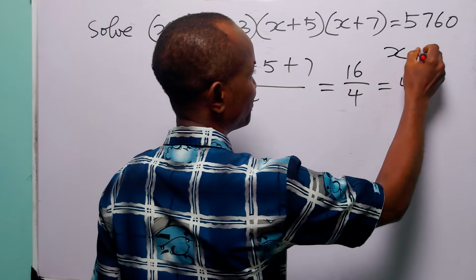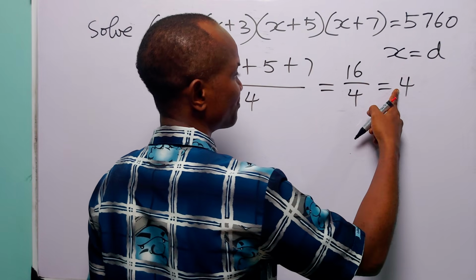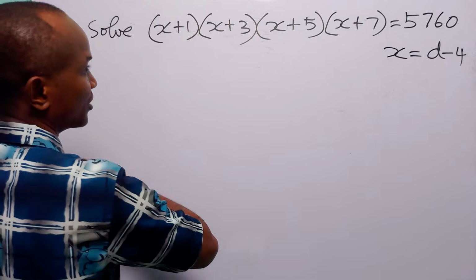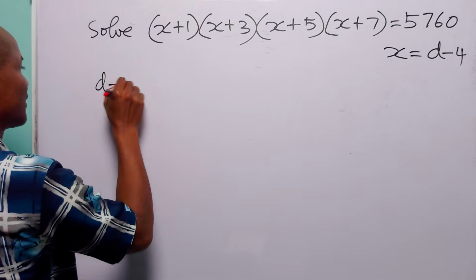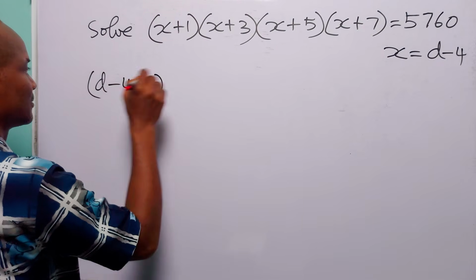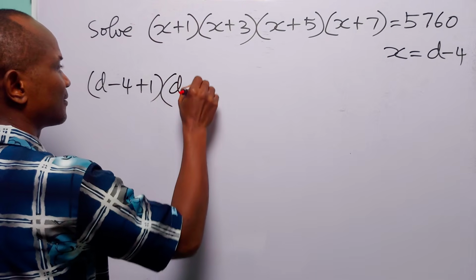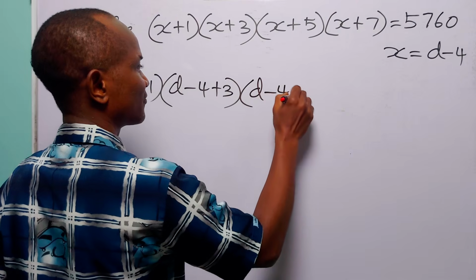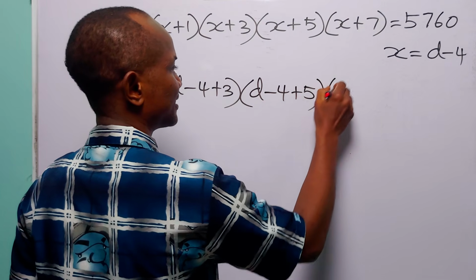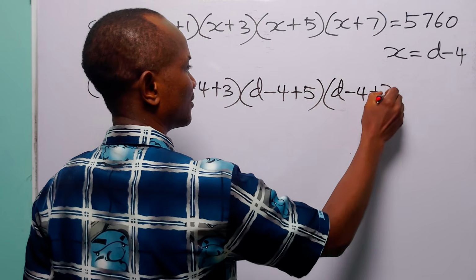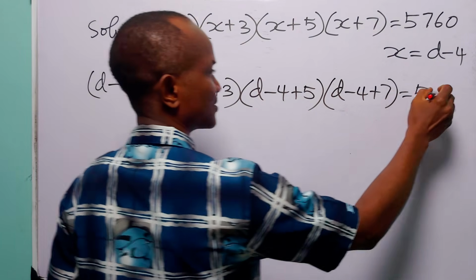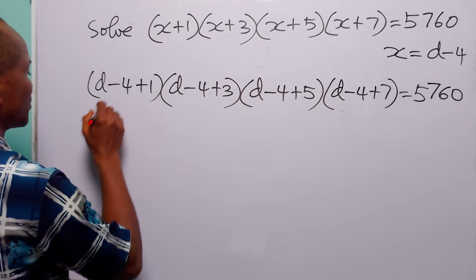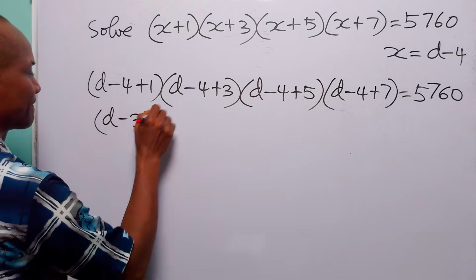Let x be equal to d, since this is positive, minus 4. Now we can write the equation as (d minus 4 plus 1) multiplied by (d minus 4 plus 3) multiplied by (d minus 4 plus 5) multiplied by (d minus 4 plus 7) is equal to 5,760.